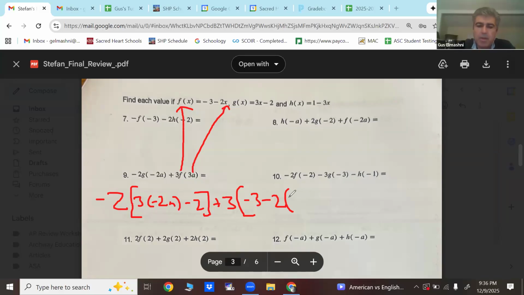What are you gonna plug in for x? 3x minus 2. Yeah, but what for the f function? What's inside here? Oh, 3a. Good. Okay, but we have to simplify it. So let's now go through the simplification process.